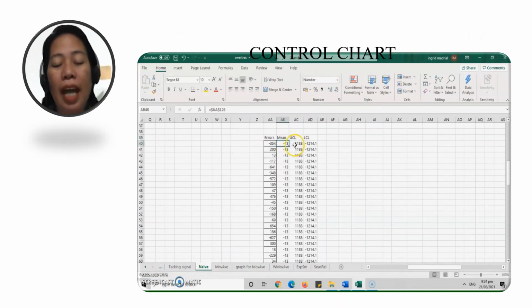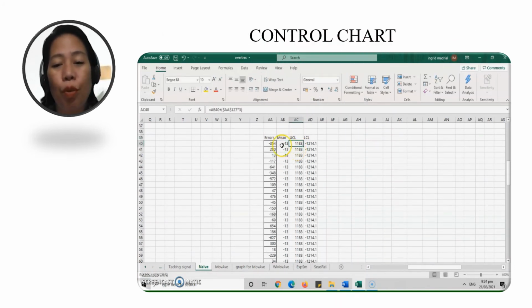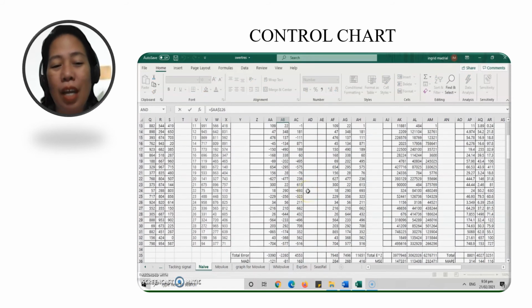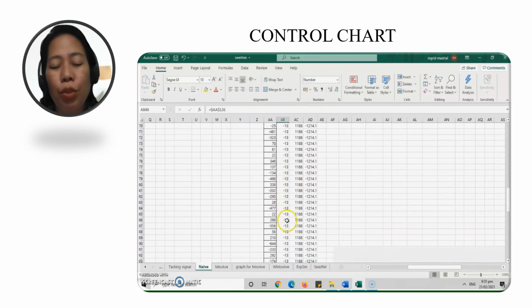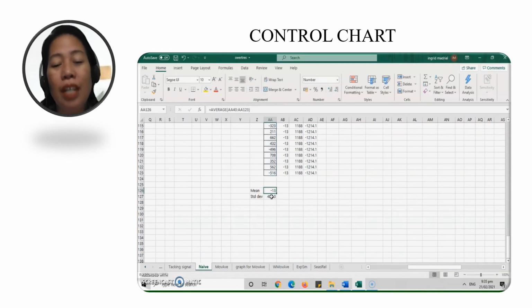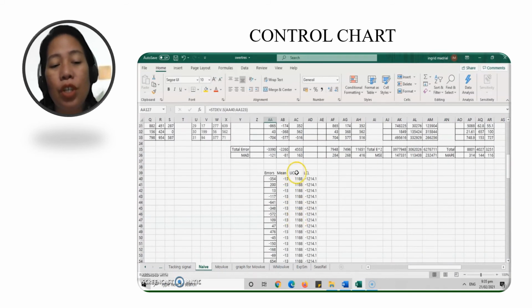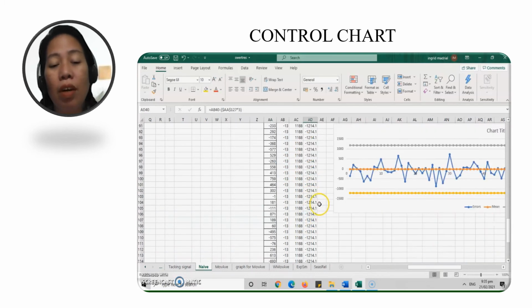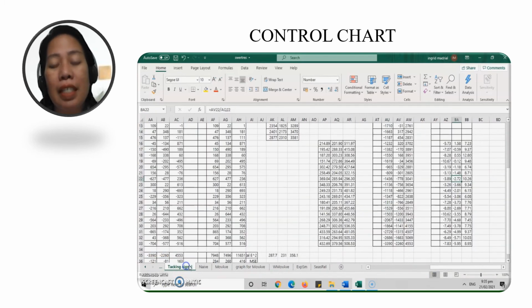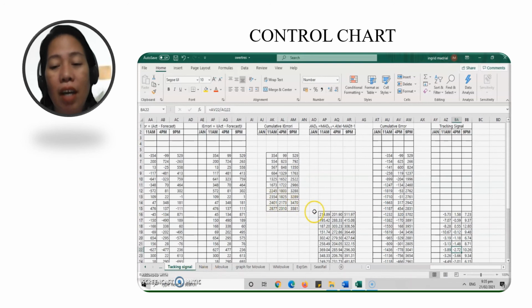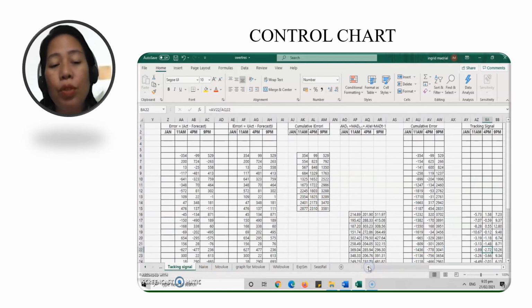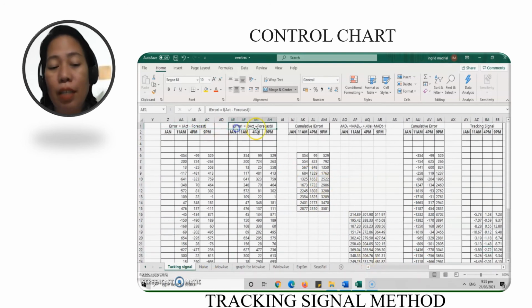control chart, defined as a visual tool for monitoring forecast errors. I'm only showing one control chart, for the forecast errors generated from using the naive method. Based on the chart, all errors are within the control limits. However, it seems to exhibit a cycle and non-centered data. I also computed the tracking signal method.